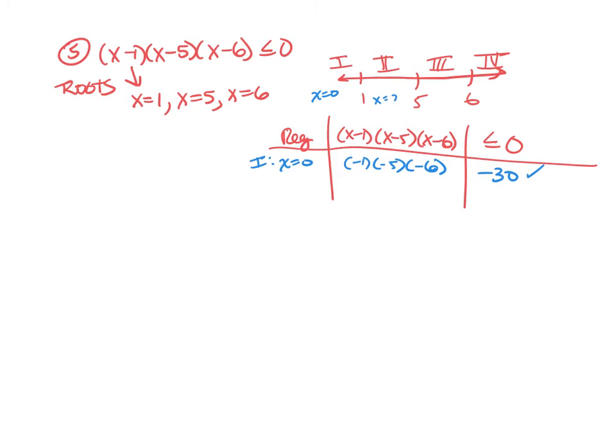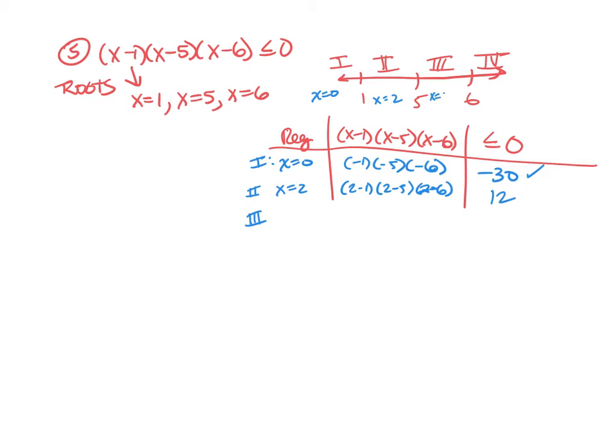In region 2, let's pick x is equal to 2. So we have 2 minus 1, 2 minus 5, 2 minus 6. So that's 1 times negative 3. So that's negative 3. Negative 3 times negative 4 is a positive 12. That does not work.